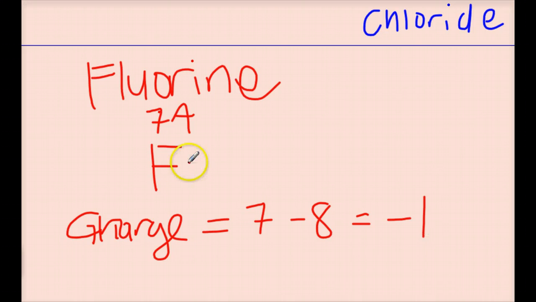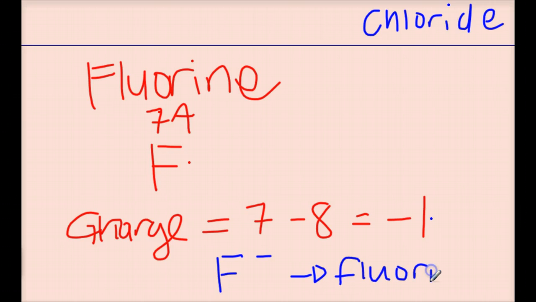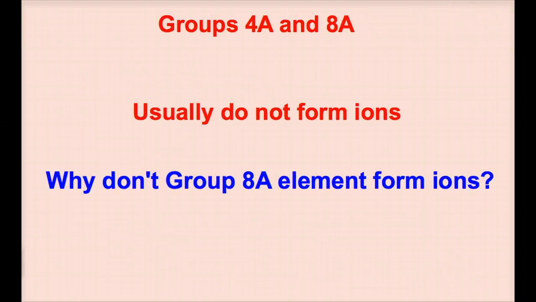So what do you think the charge on my fluorine will become? Good. It's going to be this negative 1 right here. So I would write fluorine as F with a negative power. And instead of fluorine, it's now become fluoride, just like what you see in your toothpaste. Okay? So let's go ahead and try this out.